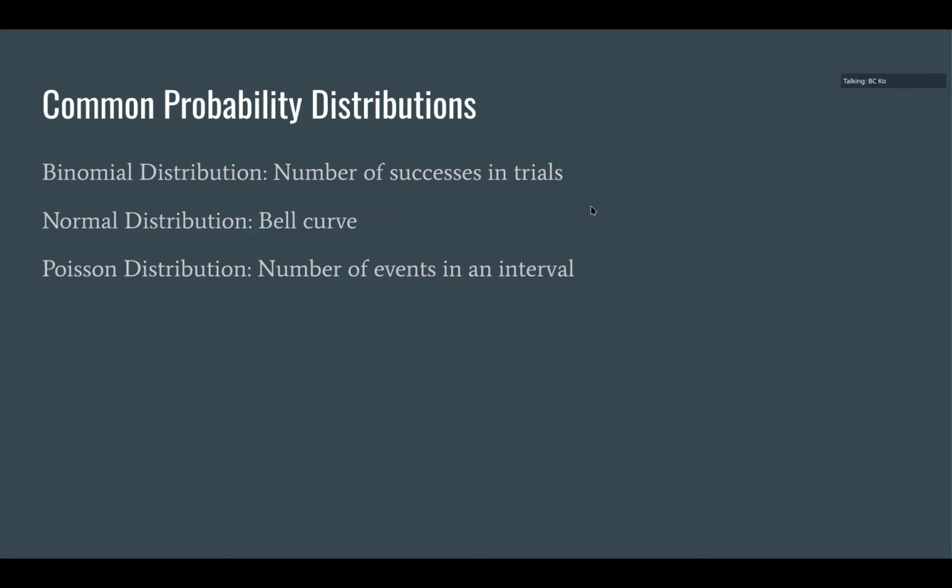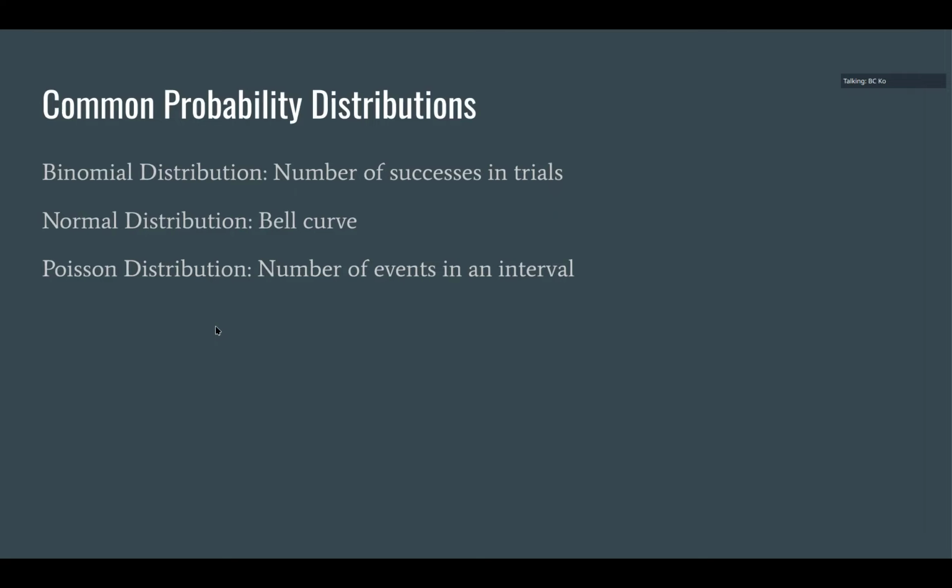And the normal distribution, also known as the Gaussian distribution, is a continuous distribution characterized by its bell-shaped curve. It is defined by its mean and standard deviation and is widely used in statistics due to the central limit theorem.